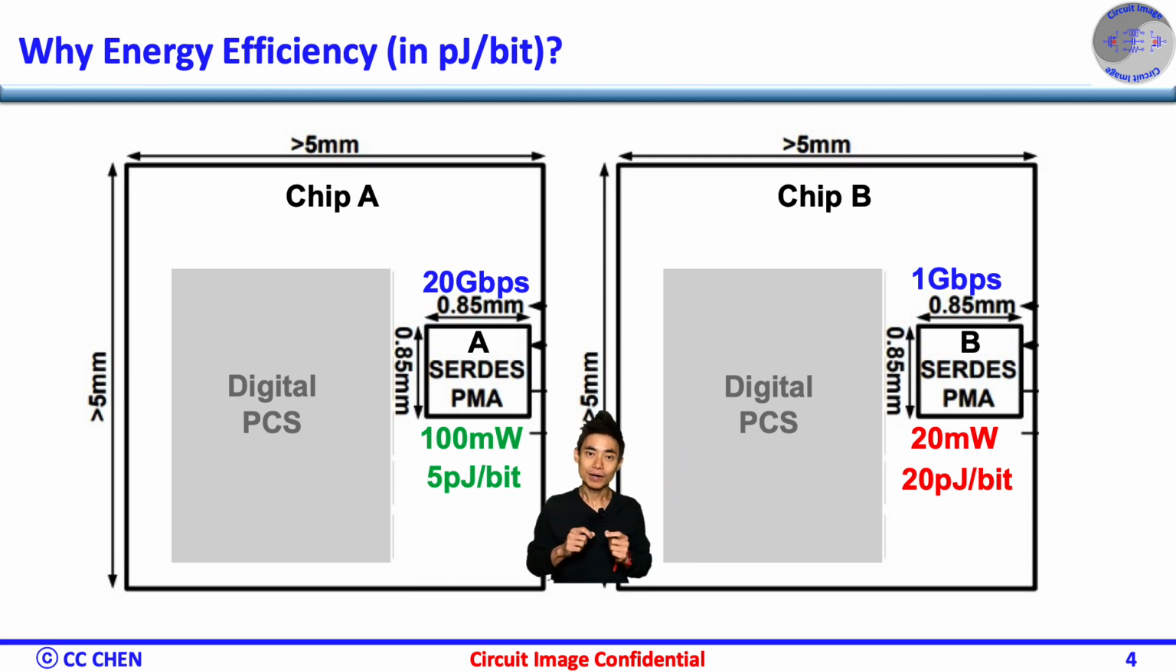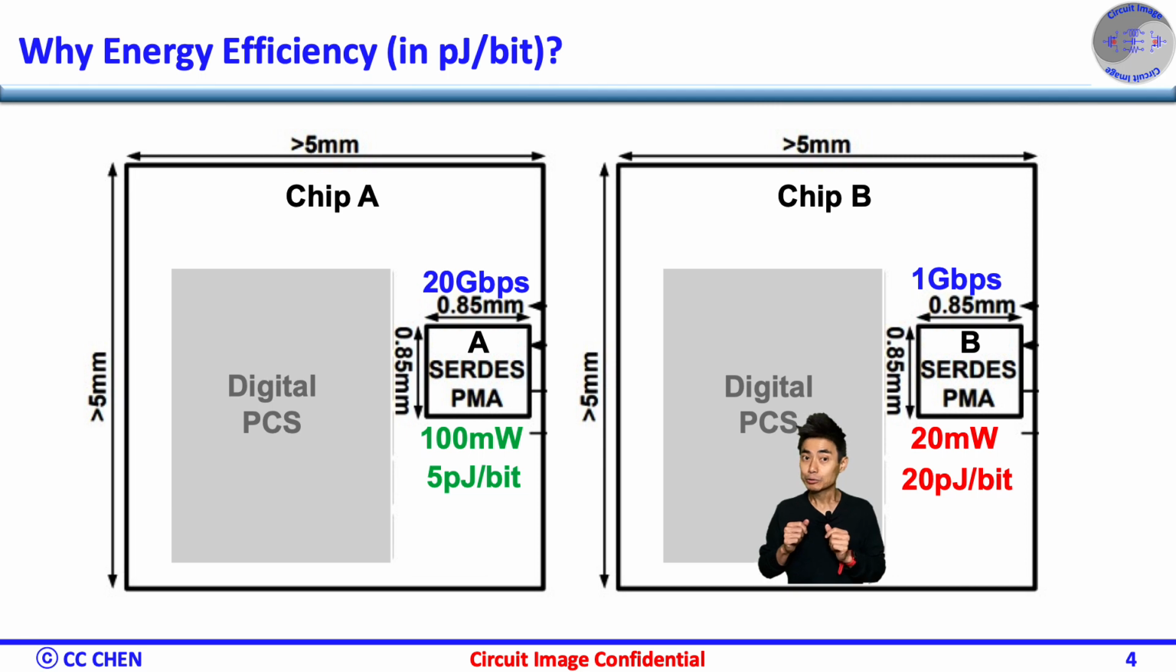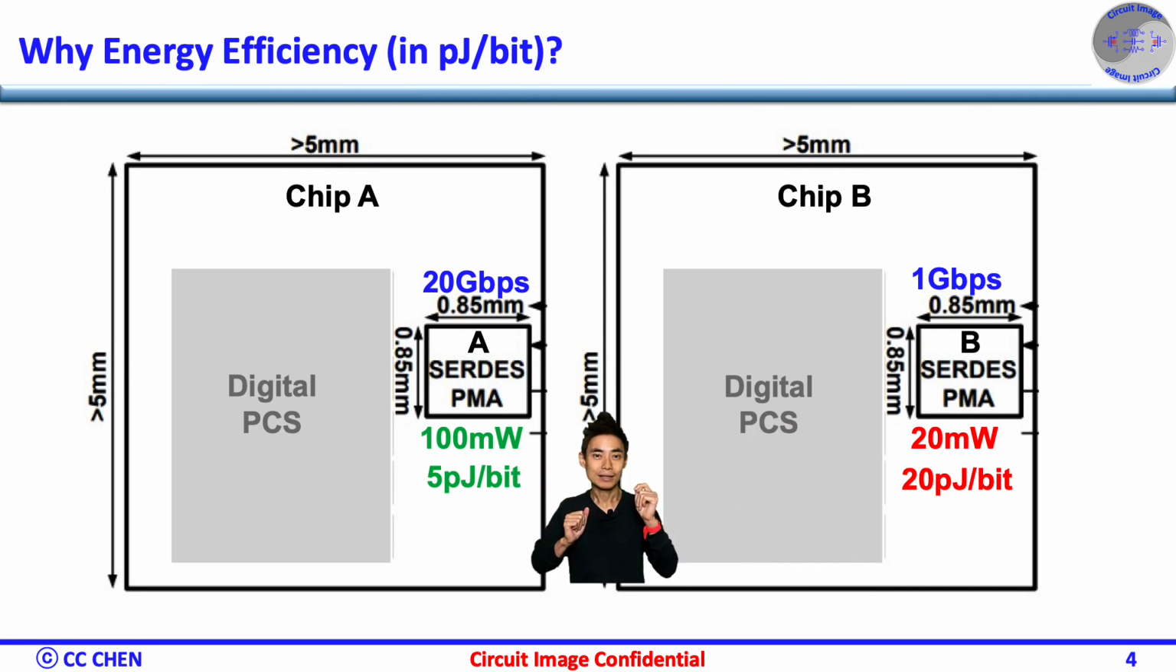Therefore, we need to define the energy efficiency as the power divided by the data rate, which is 100 mW divided by 20 gigabit per second, equals 5 picojoule per bit, shown here. Similarly, we can benchmark that SerDes B has a poor power efficiency, since it has 20 picojoule per bit, much bigger than SerDes A's 5 picojoule per bit. Then let's start to look at the pitfalls of energy efficiency.